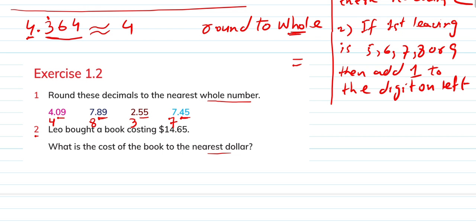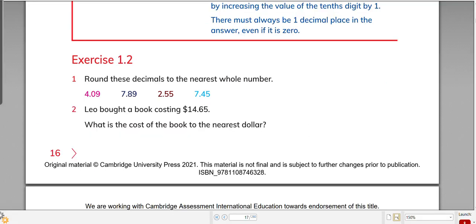Yes, thank you, Abdulaziz. How you saying 15? Let's see. As the cost is 14.65, you have to leave this part. The first leaving is 6. If any one from them, 5, 6, 7, 8 or 9, you will add 1. So it means it will be $15. You can write the dollar sign. Good. Thank you. Now let's move to the next.